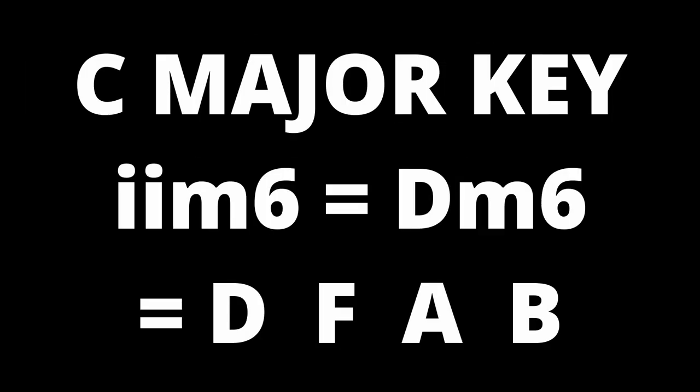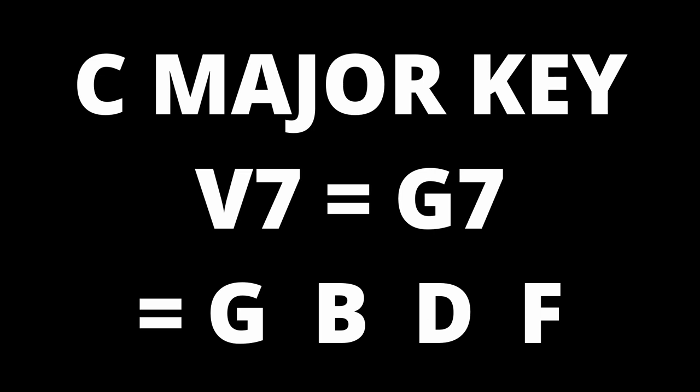Minor sixth chords can be combined with other chord types to create interesting effects. One of these is by using the 2 minor sixth chord with the 5 dominant seventh chord. In the key of C major, the 2 minor sixth chord is D minor sixth with the notes D, F, A, and B. The 5 dominant seventh chord is G dominant seventh with the notes G, B, D, and F.